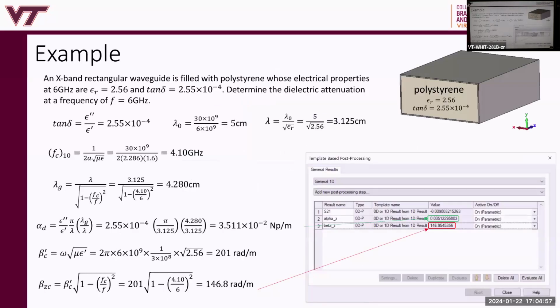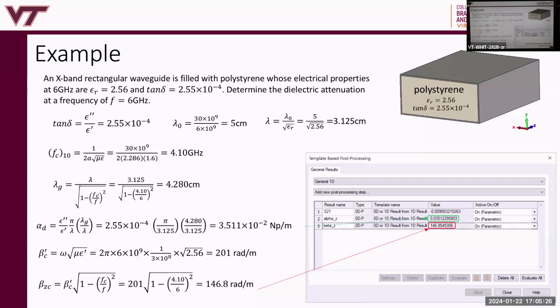So let's look at an example. I did a bunch of simulations, right? I wanted to make sure that these things made sense. How did I understand them? I went through these simulations to try to correlate it. So an X-band rectangular waveguide is filled with polystyrene. This is kind of an example in your book, but I also did the simulations, whose electrical properties at 6 gigahertz are epsilon r equal to 2.56 and tan delta equal to 2.55 times 10 to the minus 4. All right? Good. Determine the dielectric attenuation at a frequency of 6 gigahertz.